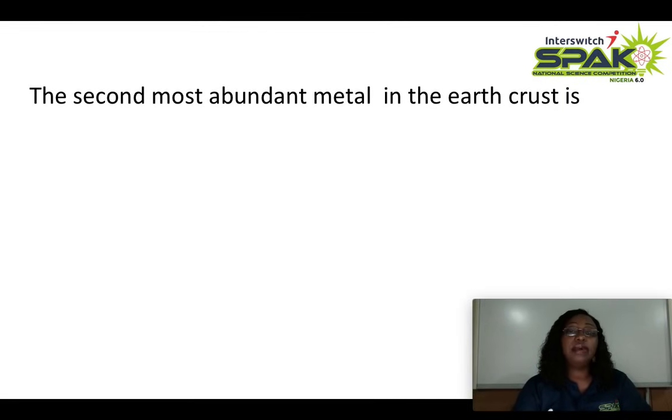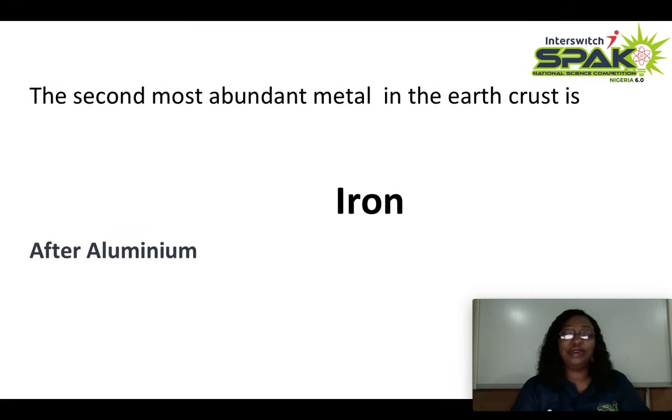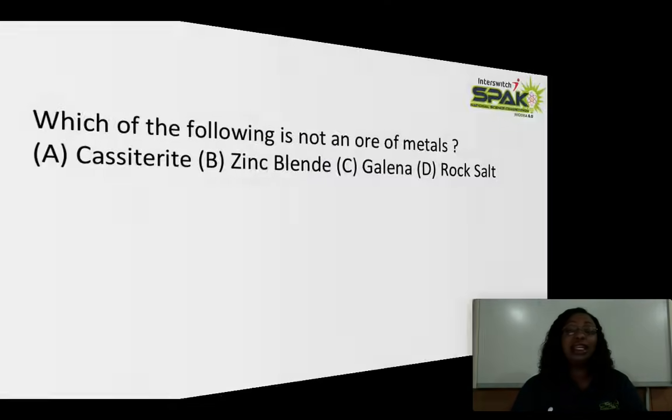The second most abundant metal in the earth crust is iron. Iron is the second most abundant metal in the earth crust, followed by aluminium. Aluminium is number 1, iron is next.